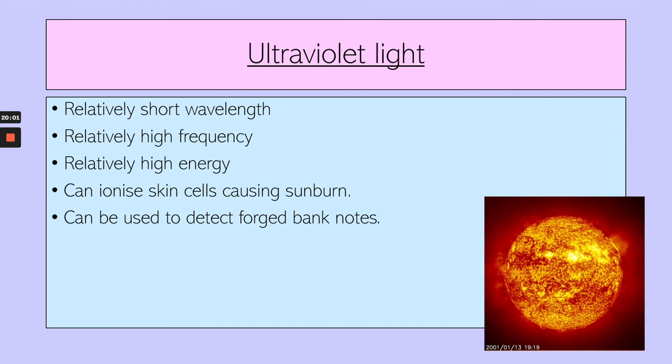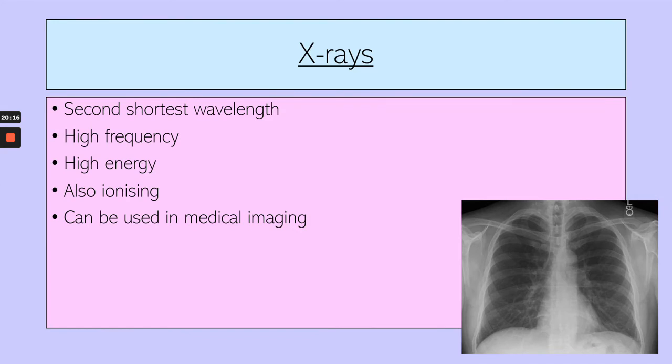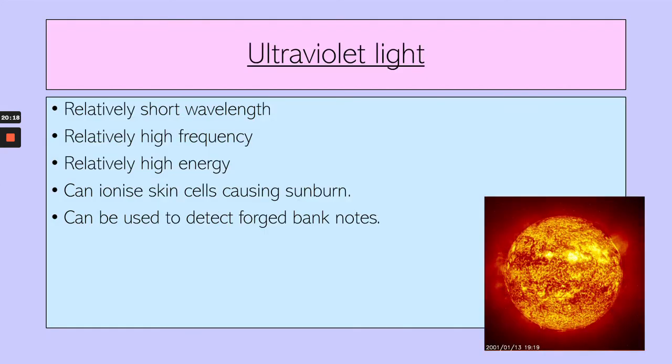Ultraviolet light comes after visible light and has a relatively short wavelength and then a relatively high frequency and energy. It can ionize skin cells, causing sunburn, but it can be used to detect forged banknotes. Ultraviolet light comes from the sun.